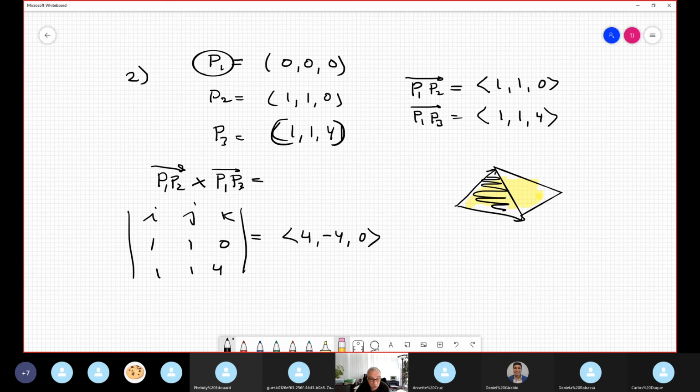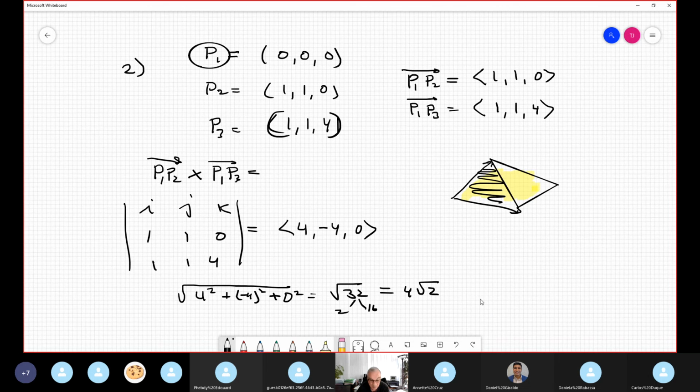You want to find the magnitude of this vector. Magnitude, actual value, is the square root of 4 squared plus negative 4 squared plus 0 squared. That is the square root of 32. We break it down: 32 is 2 times 16. Square root of 16 is 4. That's 4 radical 2. 4 radical 2 is the area of the parallelogram.